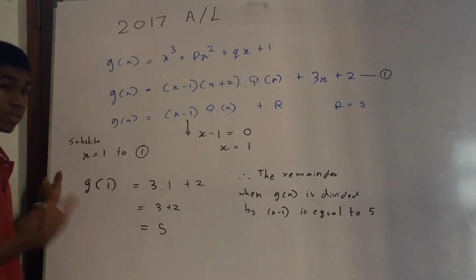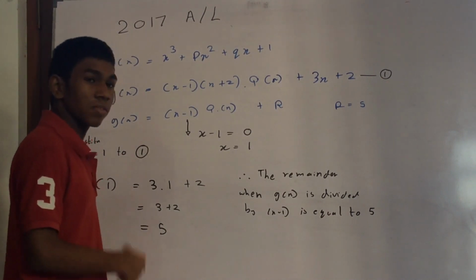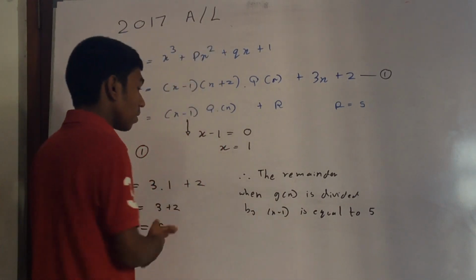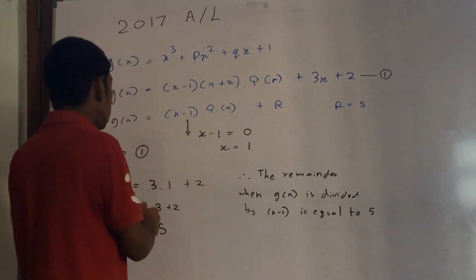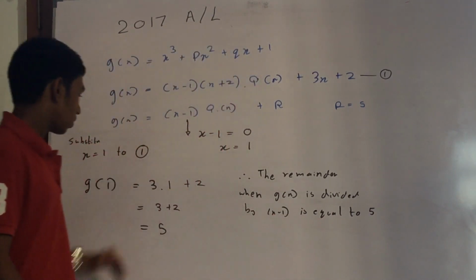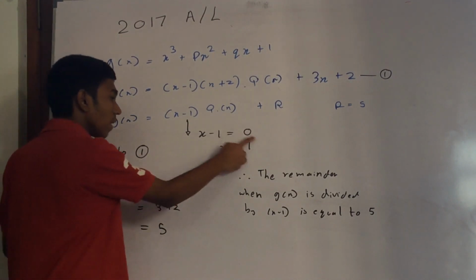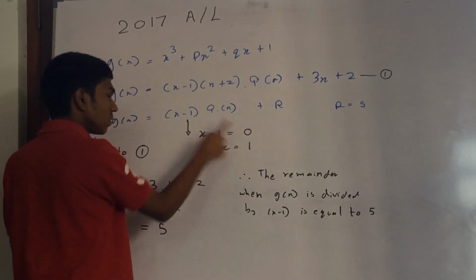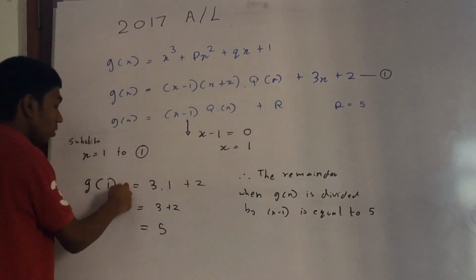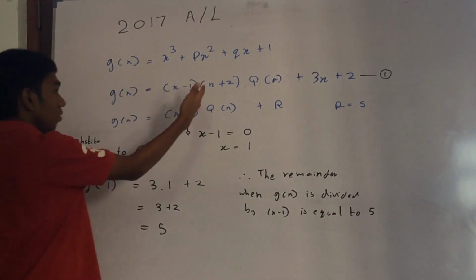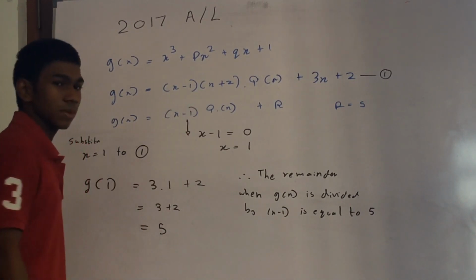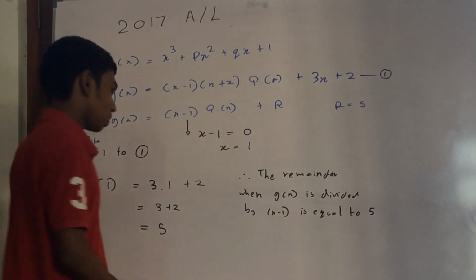So this is the first part of the 2017 question. At the end of the question, we have to write: therefore the remainder when g(x) is divided by x minus 1 is equal to 5, which we got by equalizing x minus 1 to 0, x equals 1. We substitute x equals 1 into the first equation of this polynomial, and here we got 1 minus 1 is 0, 0 into quotient is 0, plus 3 into 1 is 3, plus 2, that's 5. Okay. Now let's move to the second part of the question.